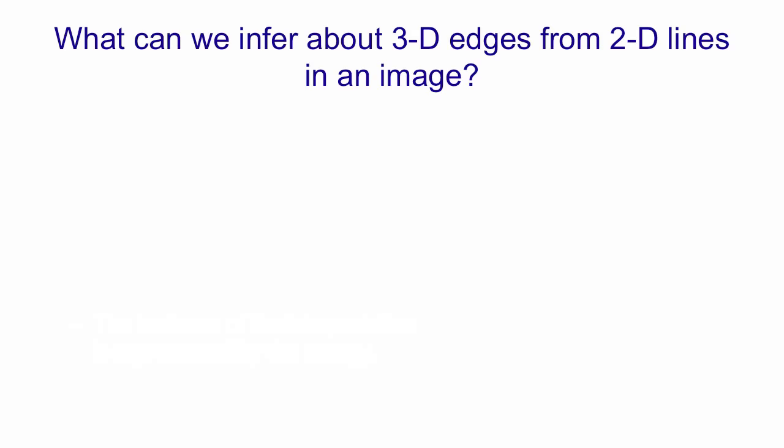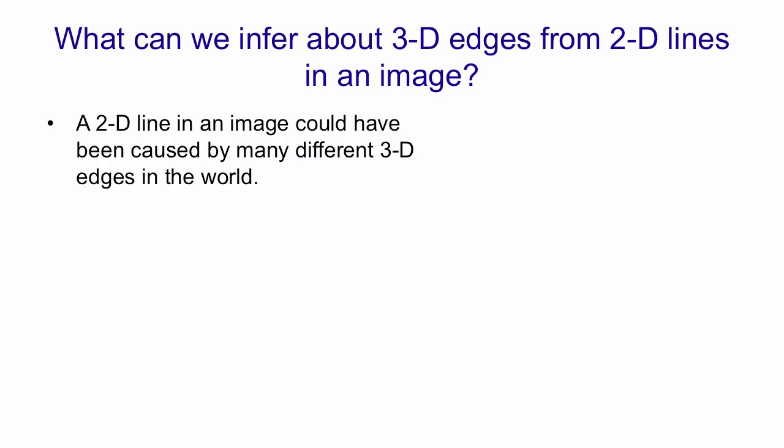In order to give the example, I need to go into a little bit of detail about what you can infer when you see a 2D line in an image. What does that tell you about the three-dimensional world? So a 2D line in an image could have been caused by many different three-dimensional edges in the world. If this blue dot is your eyeball, and the red lines are two lines of sight coming from the centre of your eyeball, then the black line is a possible 3D edge that would lead to a two-dimensional line on your retina.